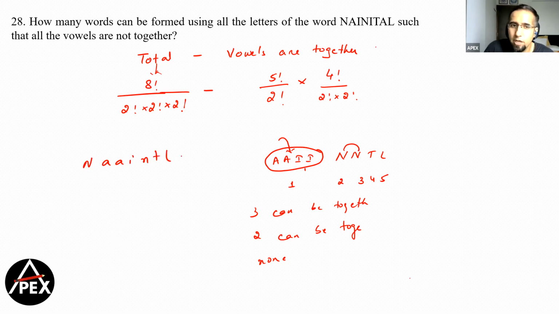N-A-A-I-N-T-L. I can place one more I here. Now, are all the vowels together? No, all the vowels are not together because 3 of them are here and the 4th one is here.